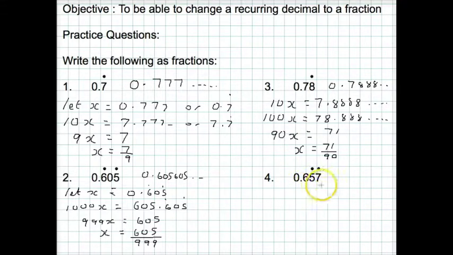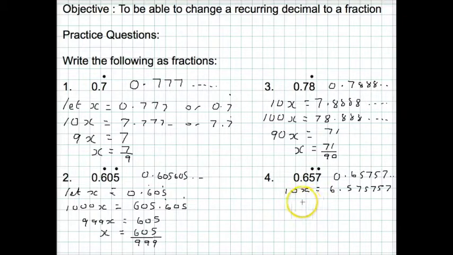Final one then, question 4. Well, this is just the same as writing 0.65757, and that continues on. So again, this time I'm going to start off by multiplying it by 10. So 10x, moving the digits one place, is going to give me 6.575757 continuing on. This is the recurring bit here.